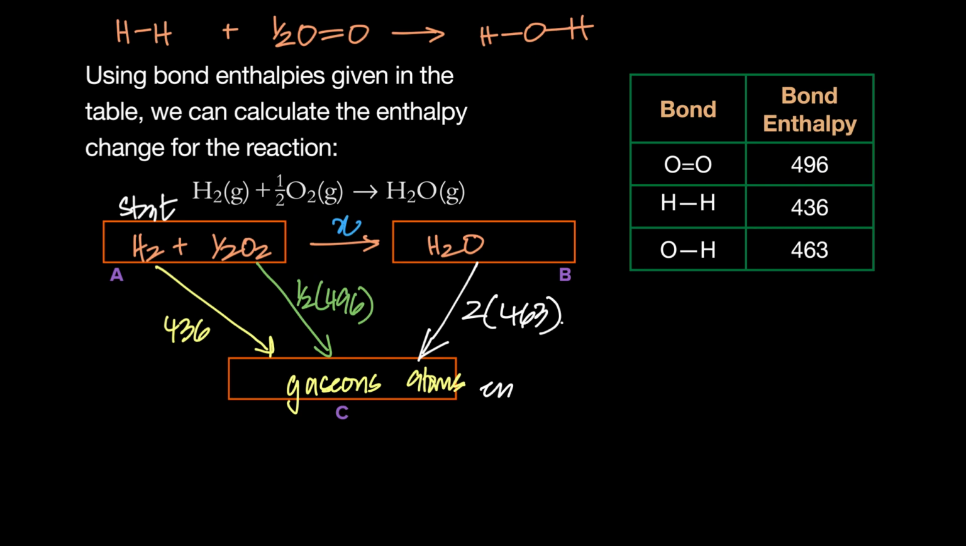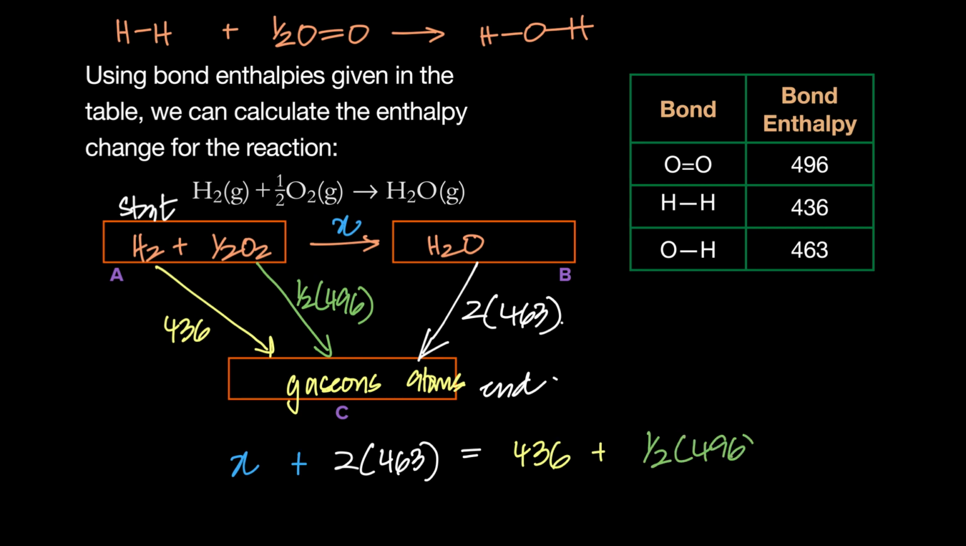Start, end. So start A to B is X, and B to C is 2 times 463, equals 436 plus half of 496, because they're all positive values. Then you work out X, and that comes out to a negative value, minus 242. That's the value for X, and that's the delta H of this reaction.